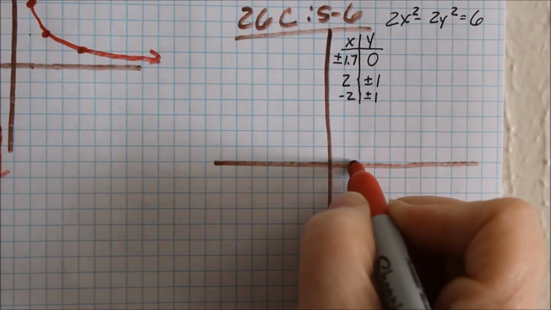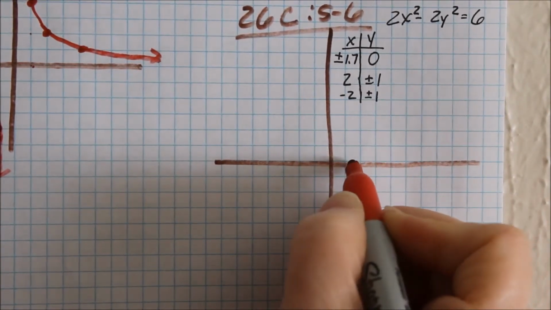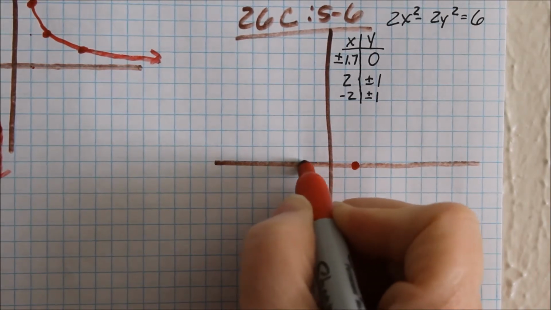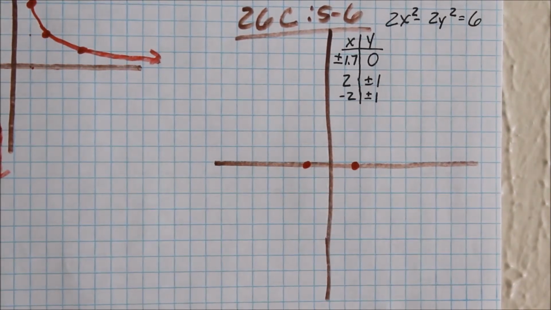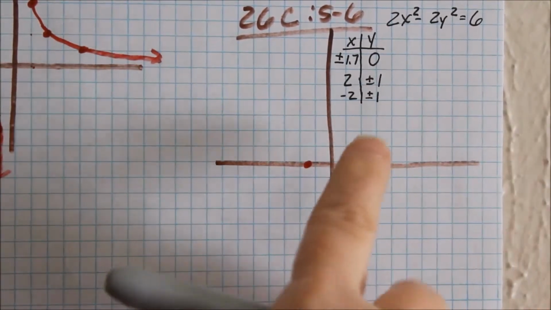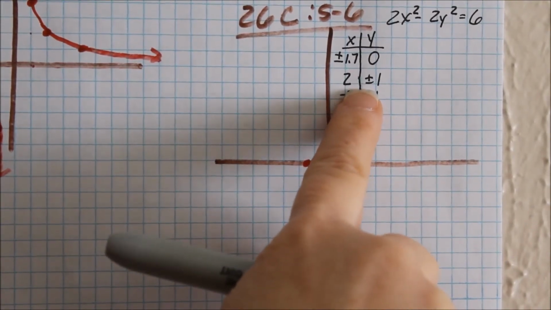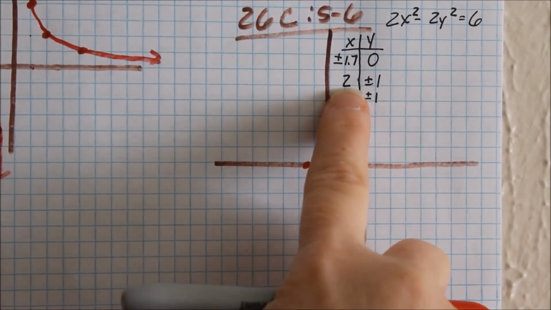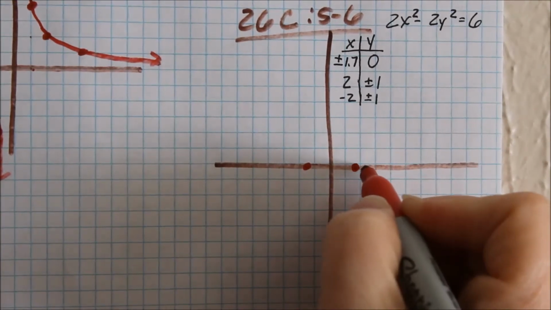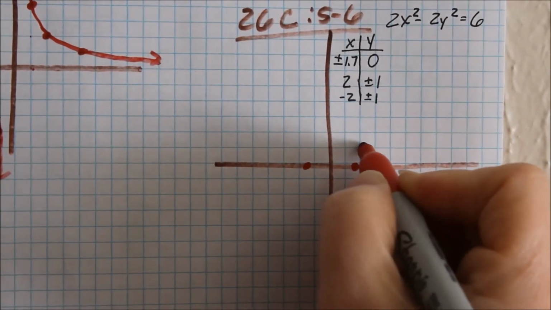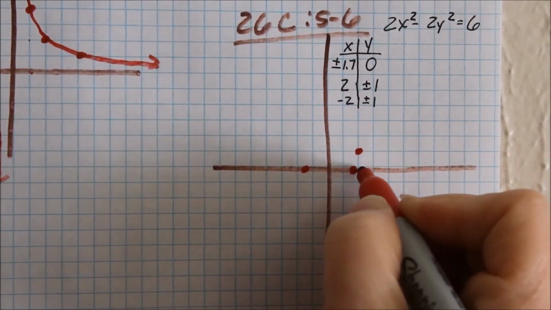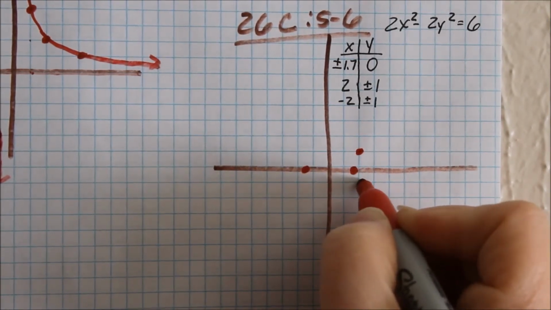So if you go over 1.7, don't go up anywhere in the y direction. And then at negative 1.7, we're going to cross the x-axis there. It's going to be a C and a backward C, but we calculated a few more points to plot. So when x is 2, we found that y is a positive 1 and also a negative 1. So we have those points.